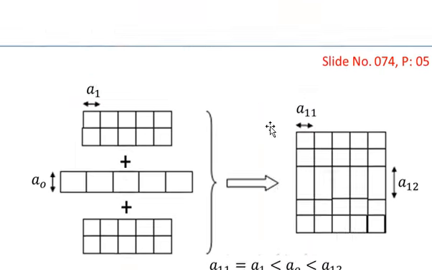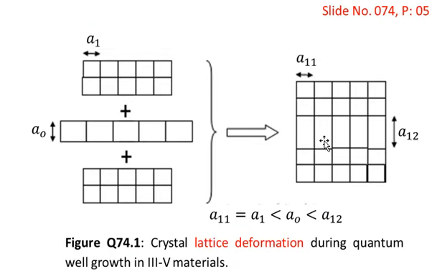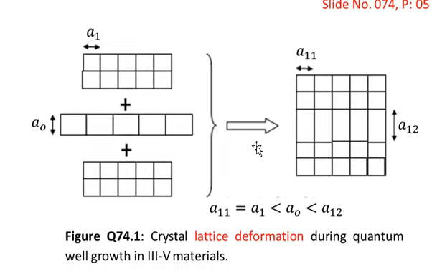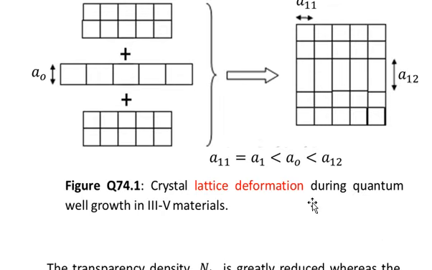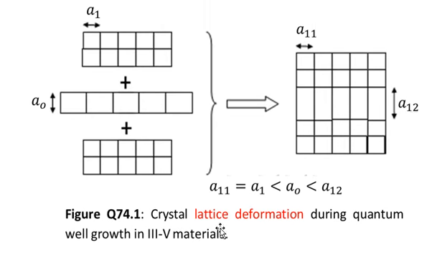So due to the uniaxial tension perpendicular to the plane, you can see elongation of these cells along the z direction perpendicular to the plane, and this arrow shows the direction of the plane, and you see that these are elongated in a direction perpendicular to the arrow that is shown, that is perpendicular to the plane of the material. So this is actually the caption: crystal lattice deformation during a quantum well growth in the III-V materials.